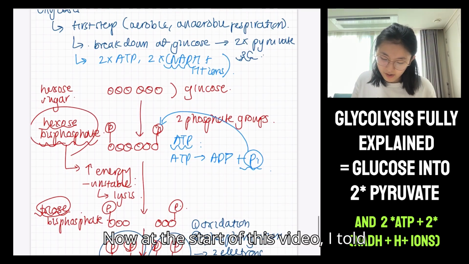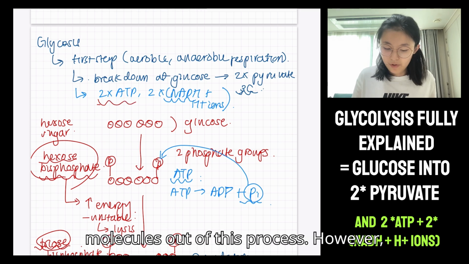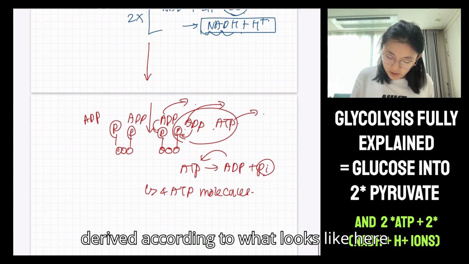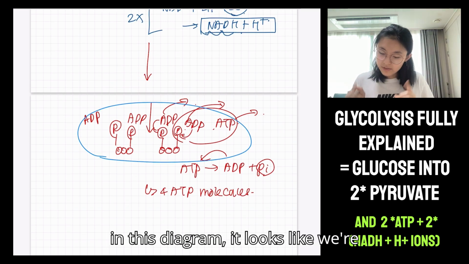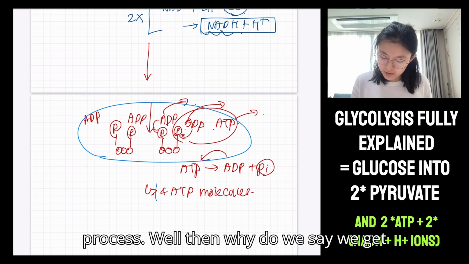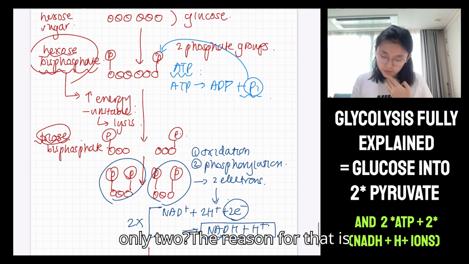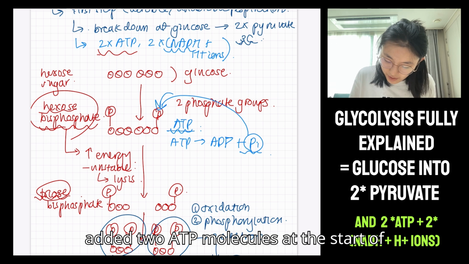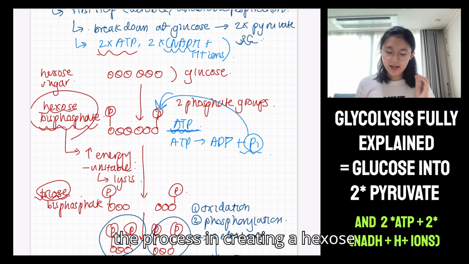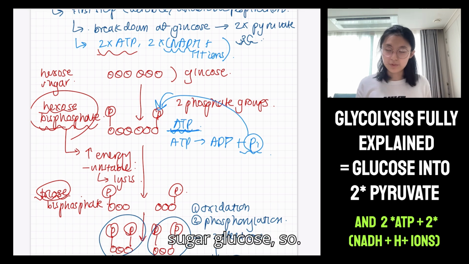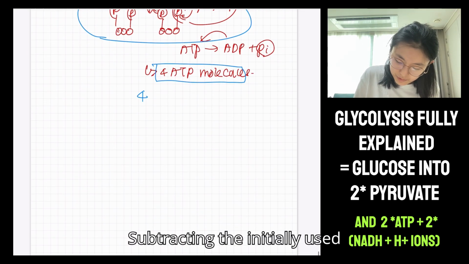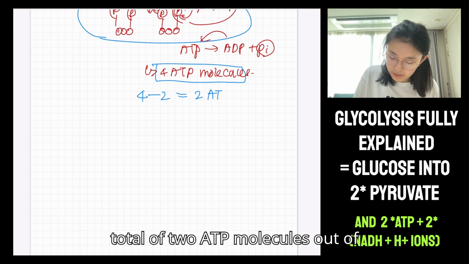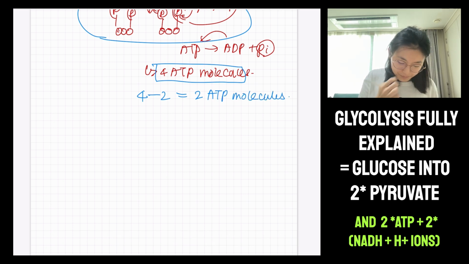Now, at the start of this video, I told you that we're going to get 2 ATP molecules out of this process. However, according to the equation that we derived, according to what looks like here in this diagram, it looks like we're going to get 4 ATP molecules out of this process. Well, then why do we say we get only 2? The reason is that we added 2 ATP molecules at the start of the process in creating a hexose bisphosphate molecule from the hexose sugar glucose. So subtracting the initially used ATP molecules, we are going to get a total of 2 ATP molecules out of this process.